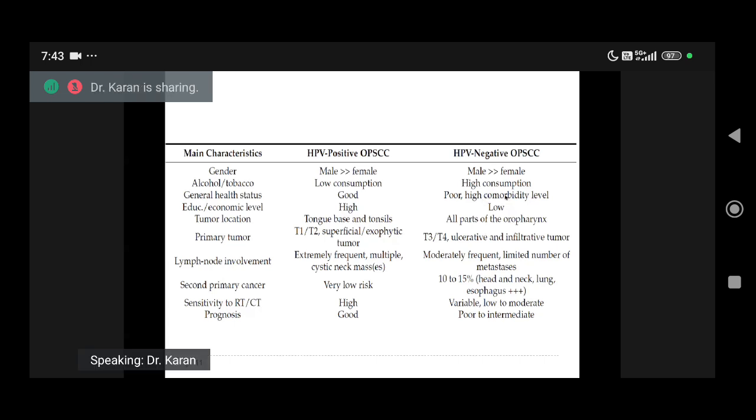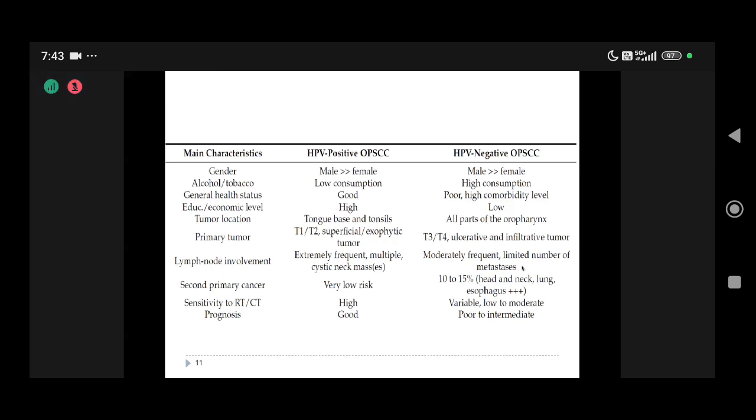They are mostly related to tobacco and alcohol. You see it in advanced ages. They present as high T stage infiltrative tumors. They present with neck nodes, but not as frequently as HPV-associated oropharyngeal cancers would. The other problem is that because there is tobacco and alcohol intake and there is field cancerization, they are more prone to second primaries, and they don't do that well to radiation and chemotherapy in general. So the prognosis has been till date poor or intermediate.